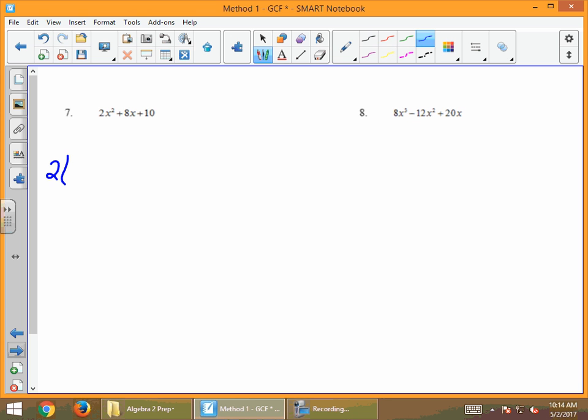Okay. So when you write your leftovers, just divide it out. 2 divided by 2 is 1. We didn't take any x's out, so that stays the same. 8 divided by 2 is 4. Again, didn't take any x's out, so that stays the same. 10 divided by 2 is 5. Done.